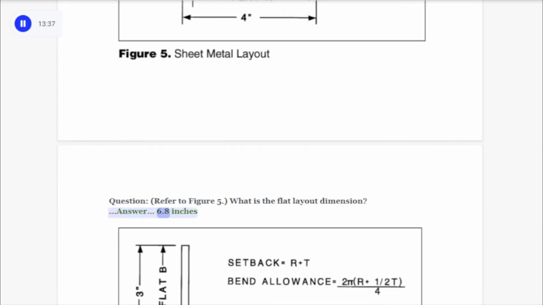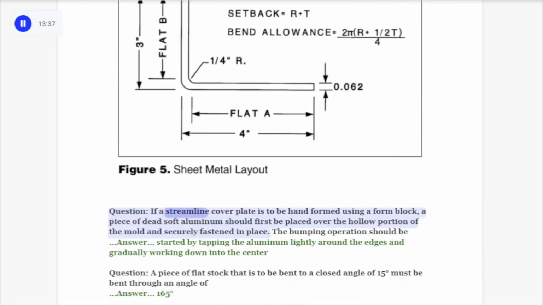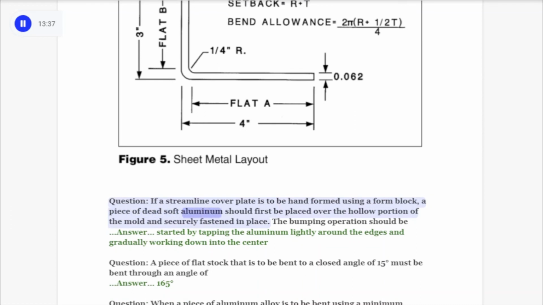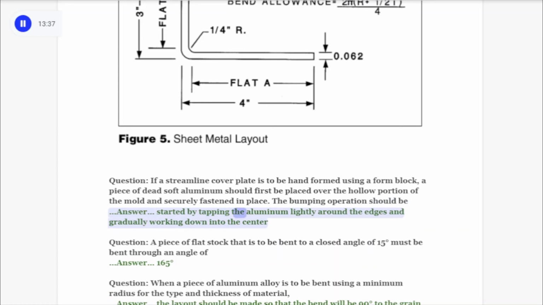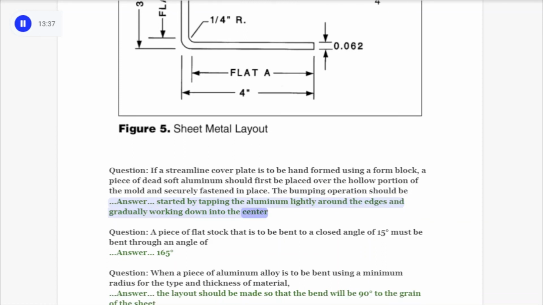Question, refer to figure 5. What is the flat layout dimension? Answer, 6.8 inches. Question, if a streamline cover plate is to be hand-formed using a form block, a piece of dead soft aluminum should first be placed over the hollow portion of the mold and securely fastened in place. The bumping operation should be. Answer, started by tapping the aluminum lightly around the edges and gradually working down into the center.